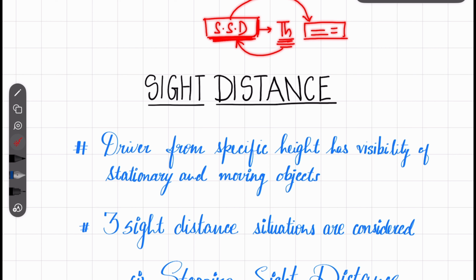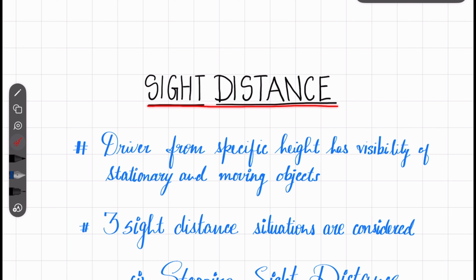So without further ado, let's start with the topic, that is sight distance. If you want to define the sight distance in terms of transportation engineering, sight distance is basically the minimum visibility that is required for a driver with a specific height to see a stationary and a moving object from a safer distance. Why do we need to take into account the sight distance in the geometric design of the road?